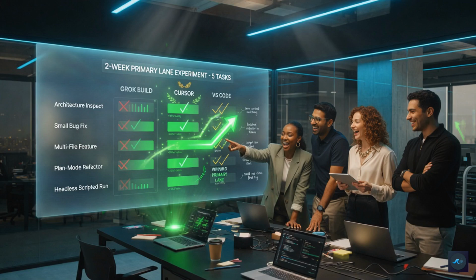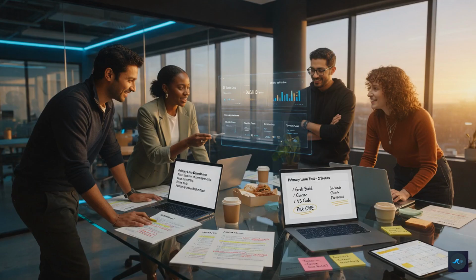Your move. Pick one primary lane for 2 weeks. Grok Build, Cursor, or VS Code. Run the same 5 tasks in that lane only. Architecture inspect. Small bug fix. Multi-file feature. Plan mode refactor. One headless or scripted run. Score quality and friction. Then keep a secondary lane for edge cases.